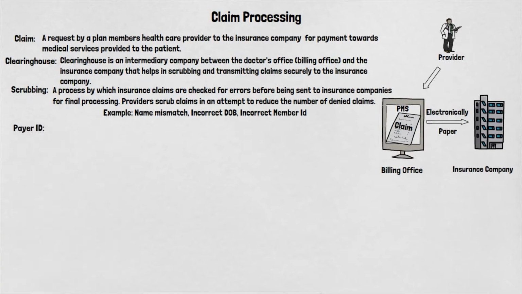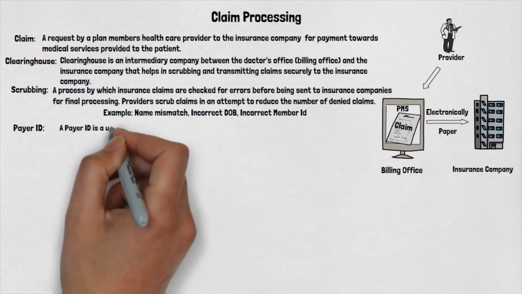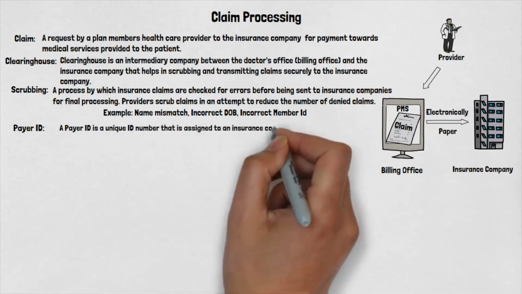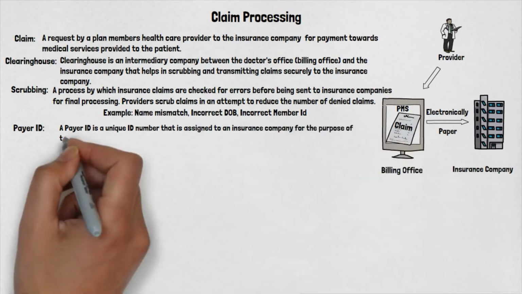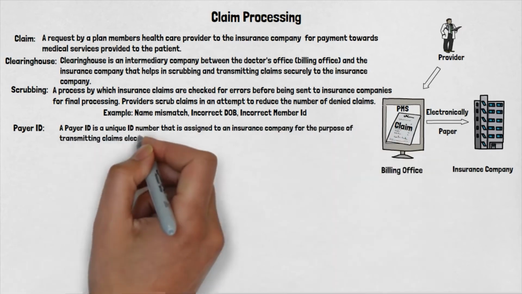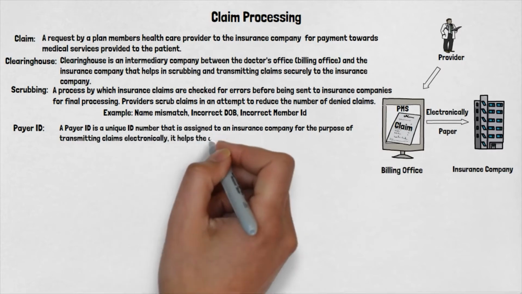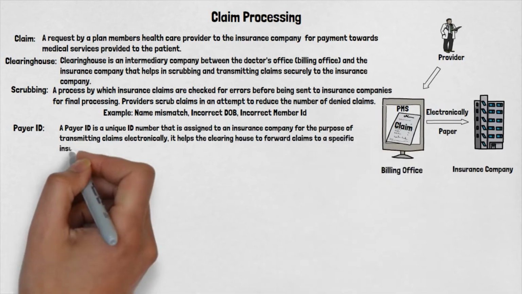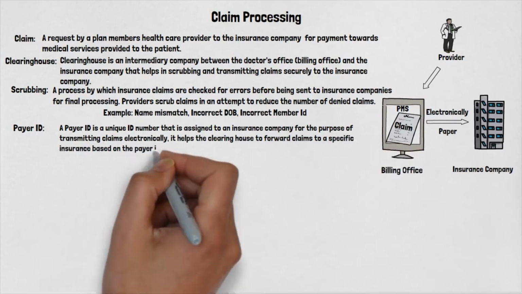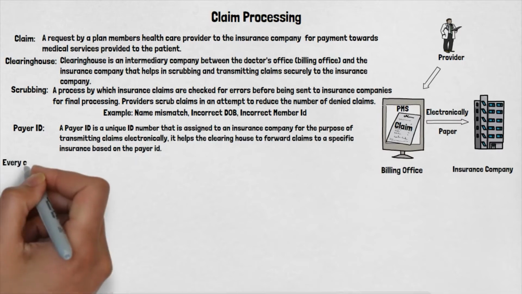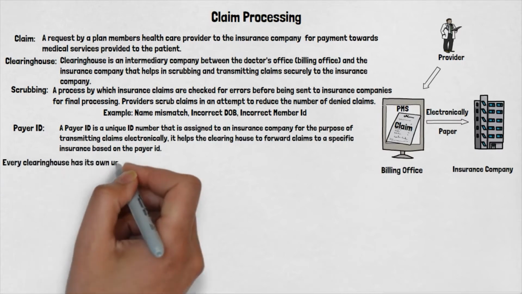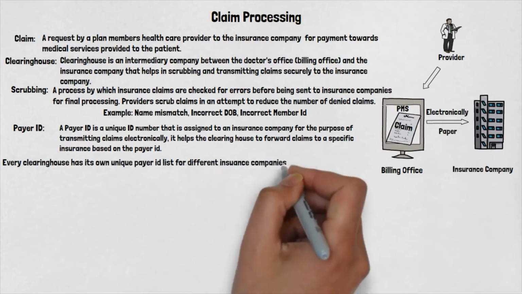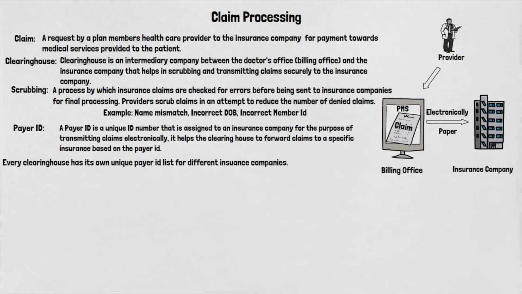Now the next one is payer ID. A payer ID is a unique ID number that is assigned to an insurance company for the purpose of transmitting claims electronically. It helps the clearinghouse to forward claims to a specific insurance based on the payer ID. Now, every clearinghouse has its own unique payer ID list for different insurance companies.